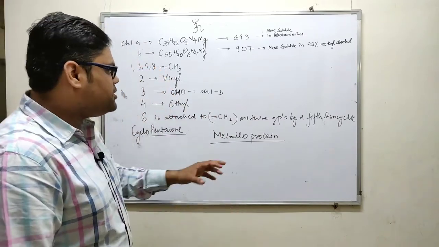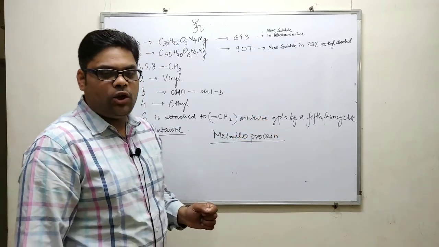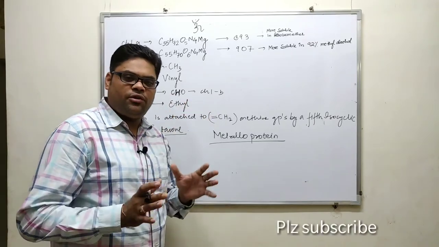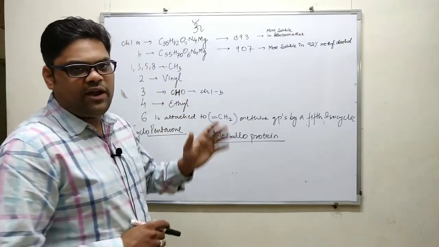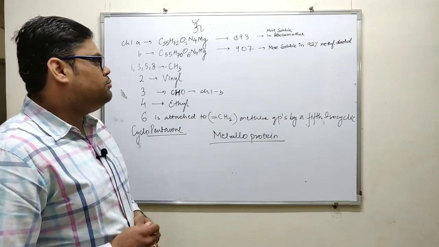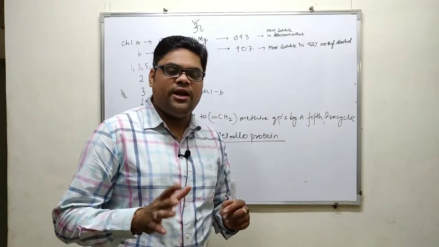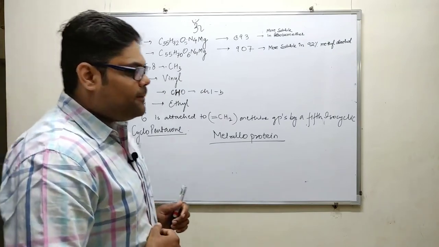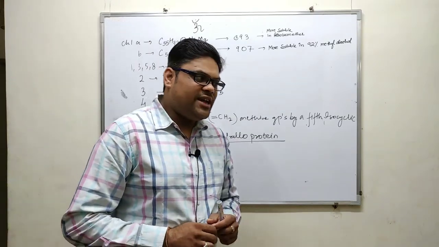Okay, methane bridges, methane groups, and the fifth isocyclic cyclopentanone. It means we are having 5 rings: 1 ring, 2 ring, 3 ring, 4 ring and 5 ring. So carbon number 1, 3, 5, 8 methyl group, carbon number 2 vinyl group, carbon number 4 ethyl group, carbon number 6 is attached to methane bridges, which is attached with the fifth isocyclic ring, and the isocyclic ring is cyclopentanone. Then the 7th carbon of the 4th ring is attached with a phytol chain.